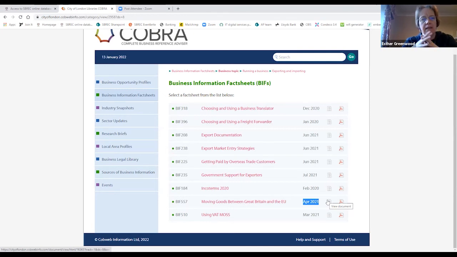So it's about finding the sources of information, so not just COBRA, but looking further at different websites and trade bodies as well. They might produce their stuff online, they might produce it as a physical magazine, but the trade bodies tend to be very good at keeping people up to date with any changes like that.